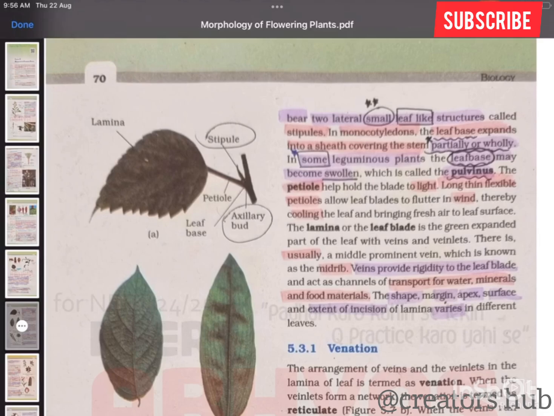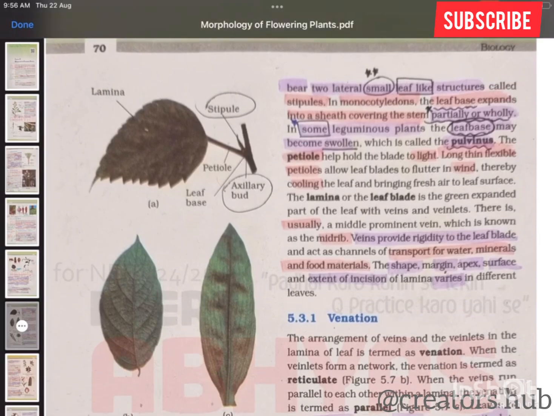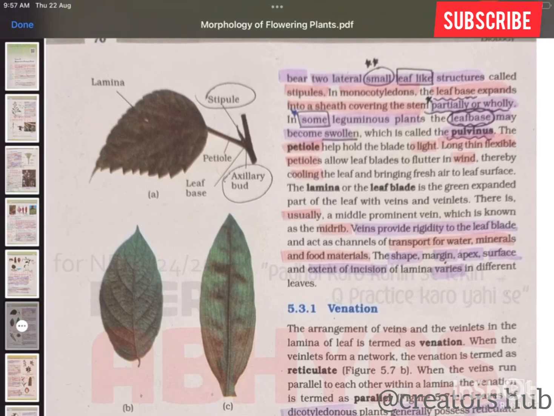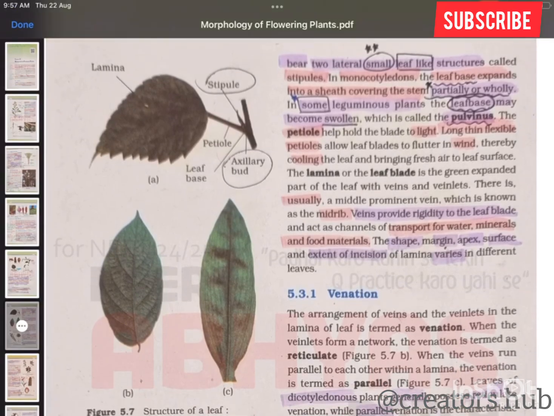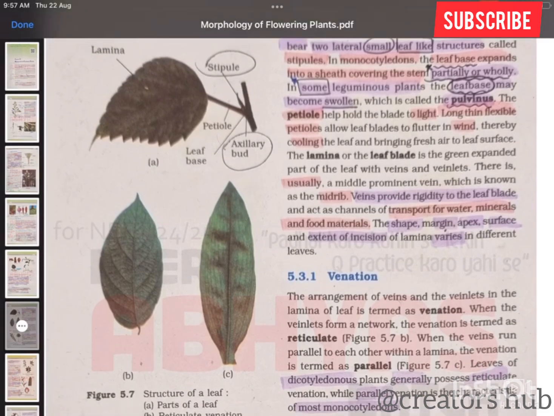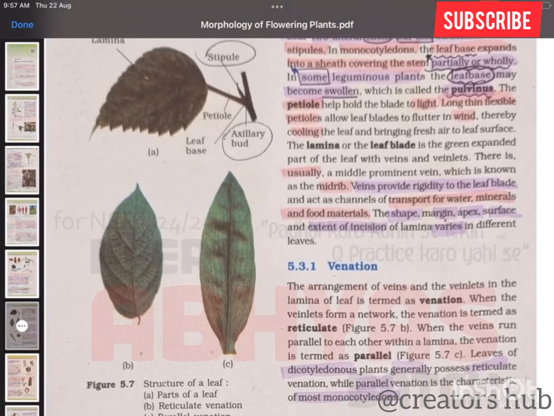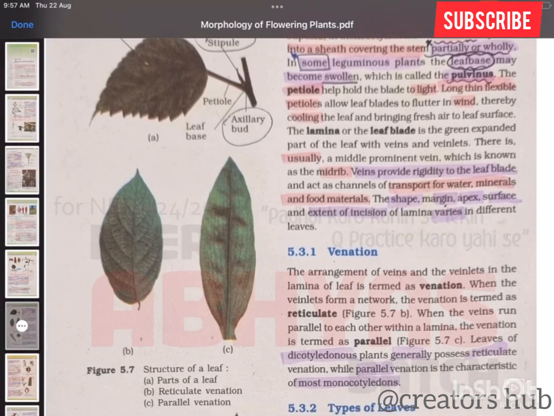The petiole helps hold the leaf blade to light. Long, thin, flexible petioles allow the leaf blade to flutter in the wind, thereby cooling the leaf and bringing fresh air to the leaf surface. The lamina or the leaf blade is the green expanded part of the leaf with veins and veinlets. There is usually a prominent vein which is known as the midrib.